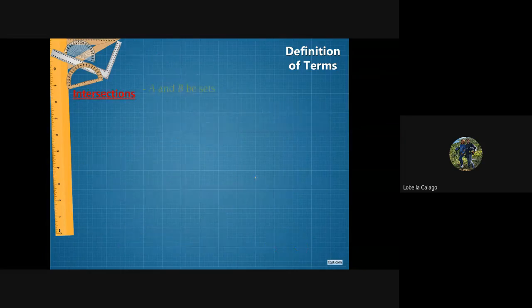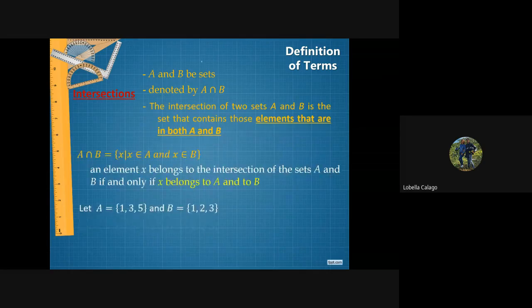For intersections, this is how the intersection is denoted. It is the opposite of union. The union is like that, the intersection is like this. What is the intersection? The intersection is what is common between A and B. So what is the common of A and B? Ma'am, their common is 1 and 3. So that is the element in the intersection. Only 1 and 3. Okay.